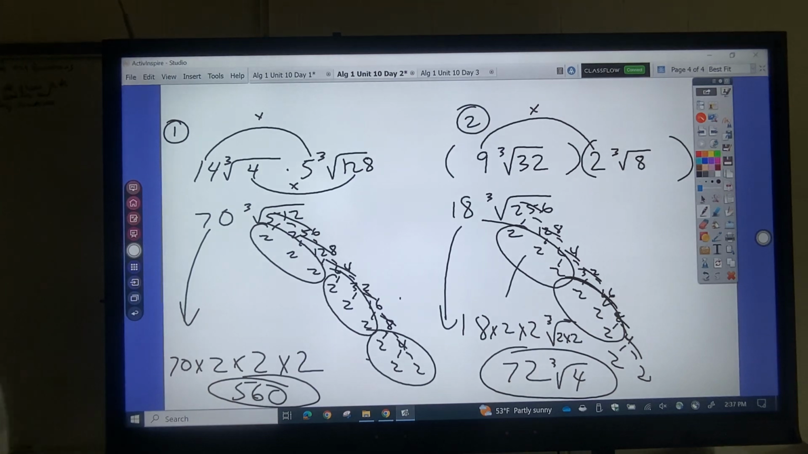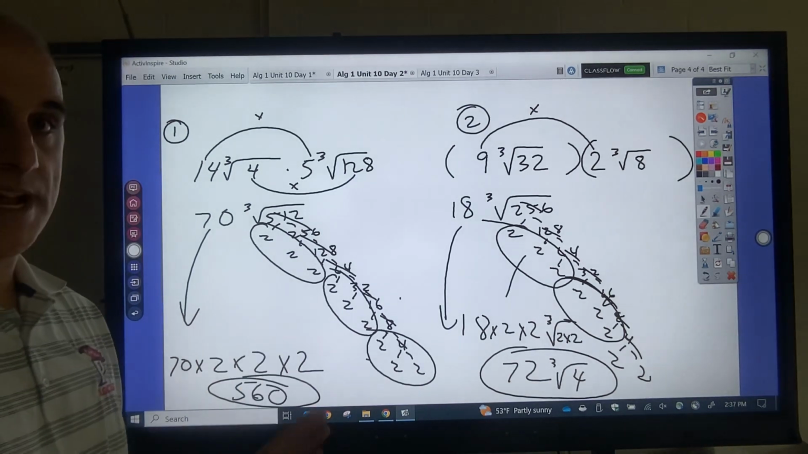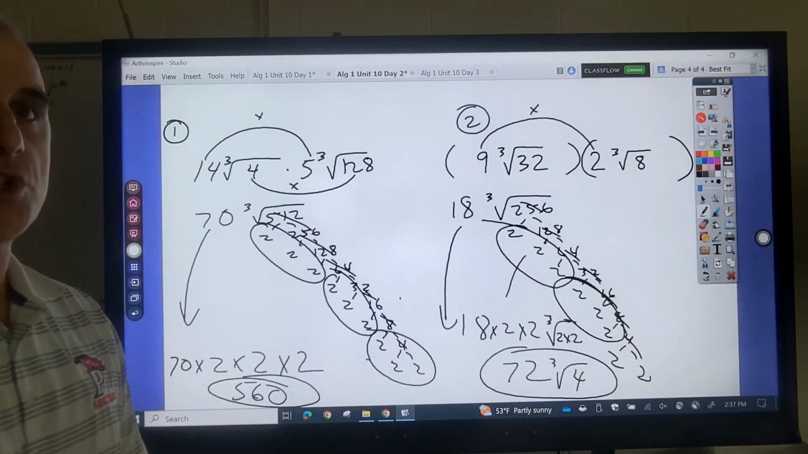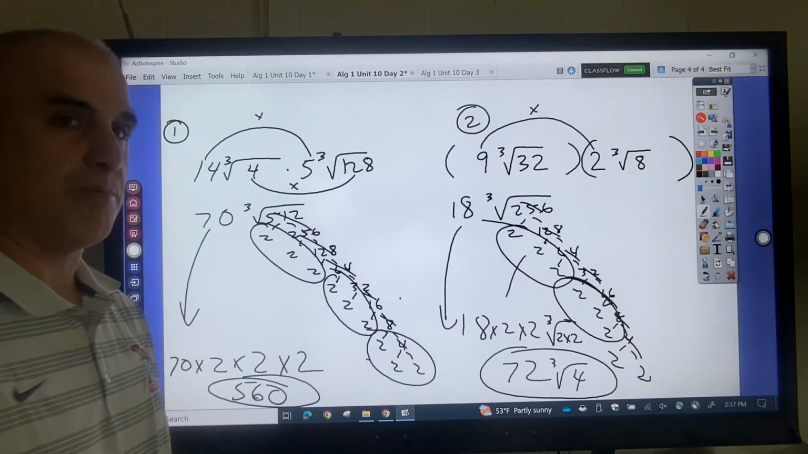Okay? So today's lesson was mostly on multiplying, was all on multiplying. So square roots, cube roots, just got to use what you learned from lesson 1, all right, and then apply that for lesson 2.